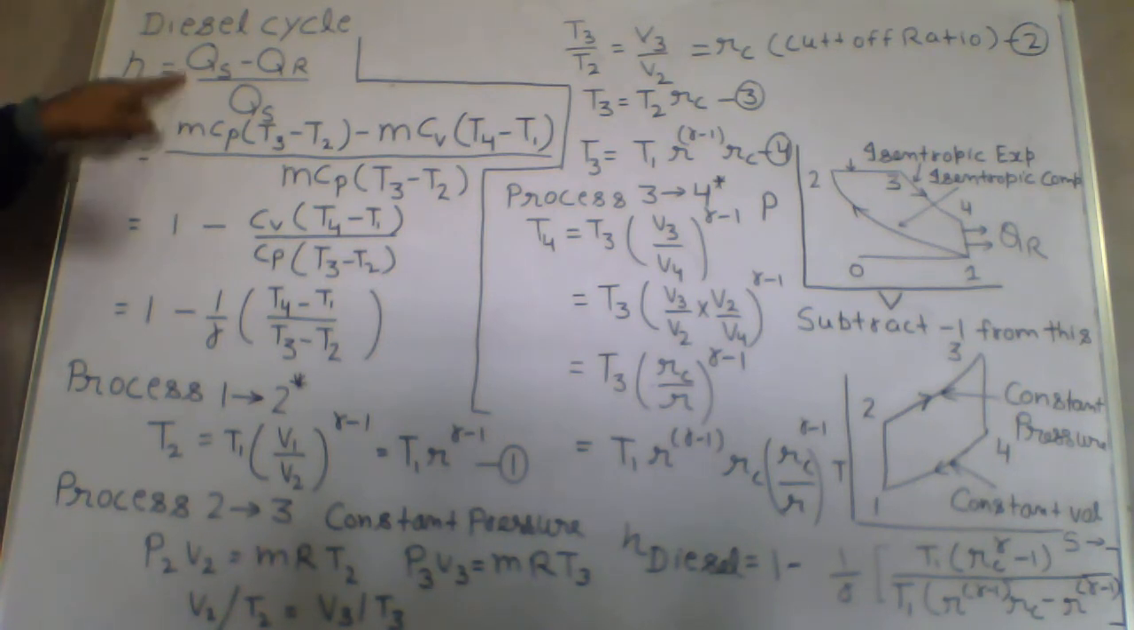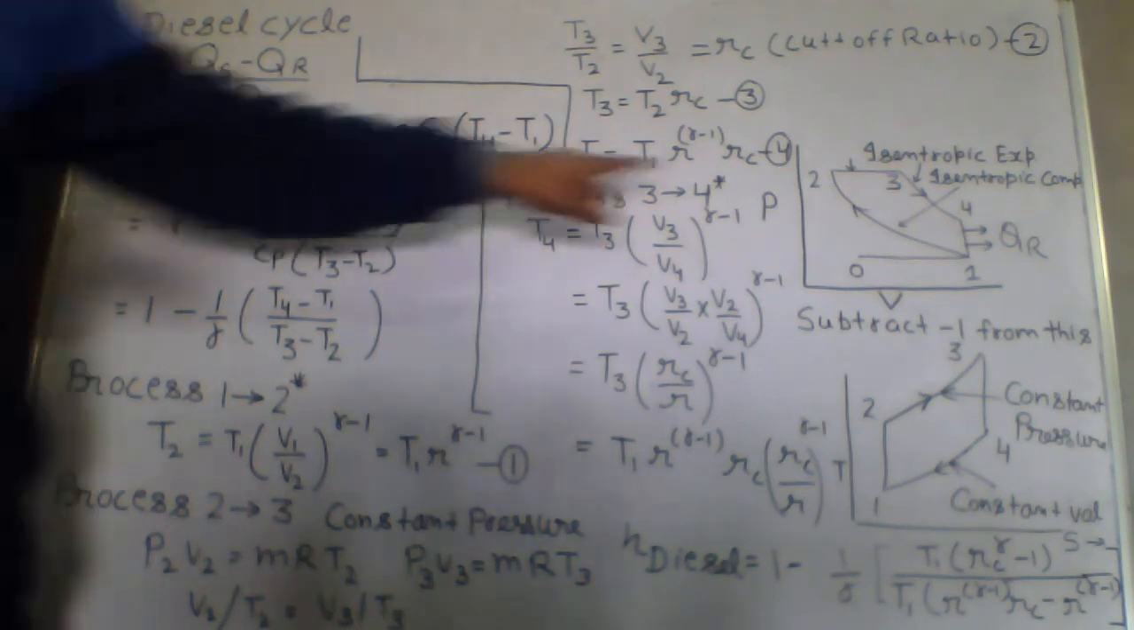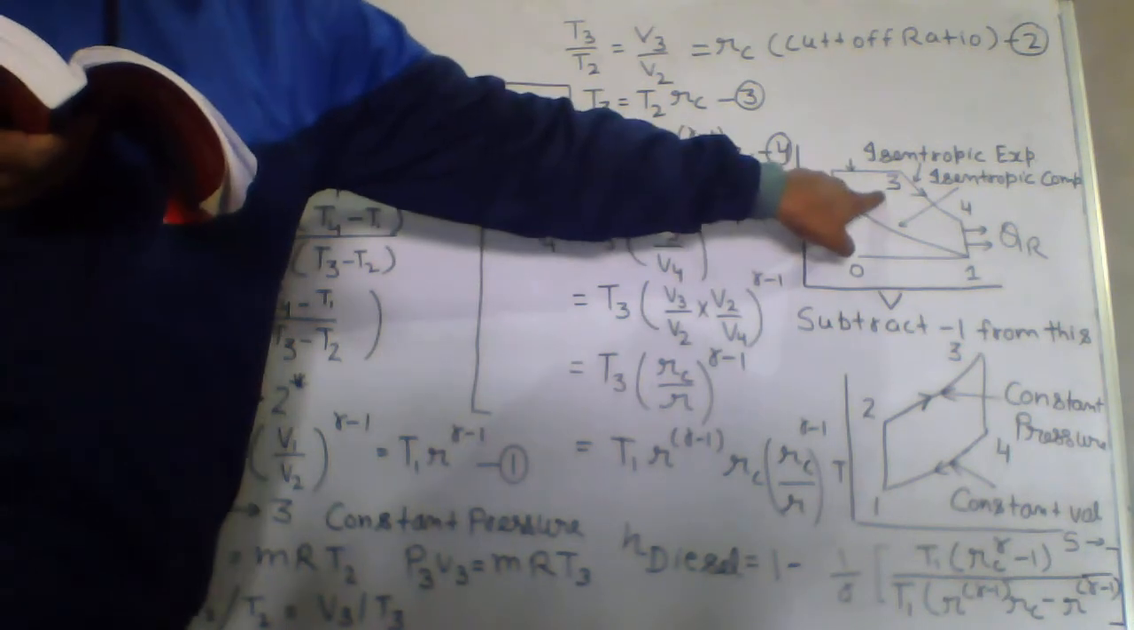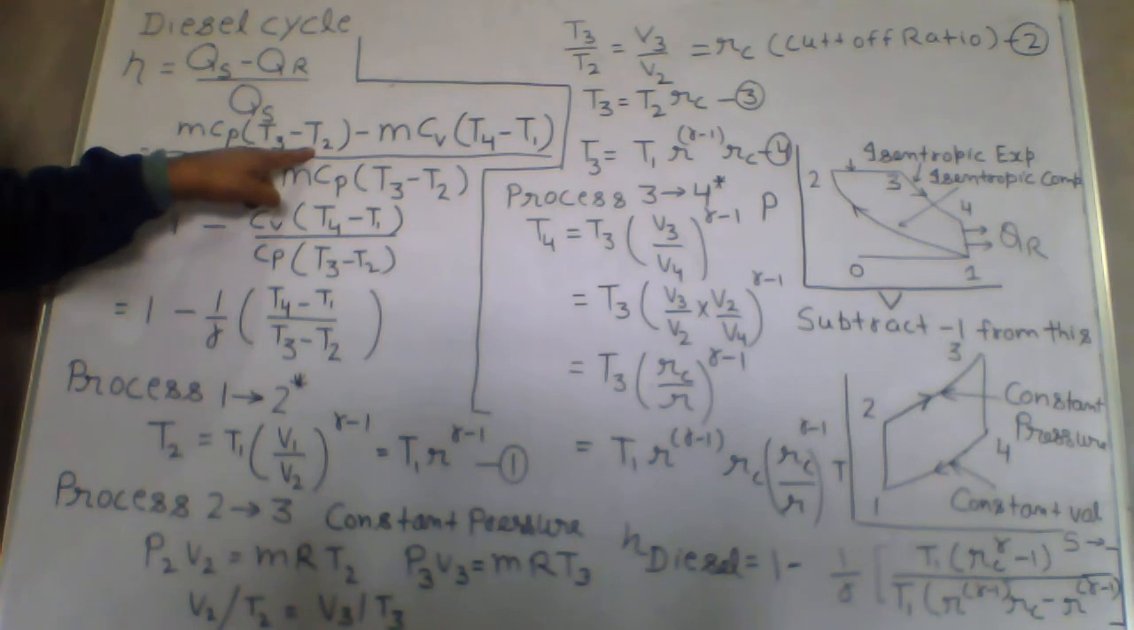Heat supplied is at constant pressure, so it is m Cp delta T, m Cp (T3 minus T2). So heat supplied at constant pressure from 2 to 3 is m Cp (T3 minus T2).